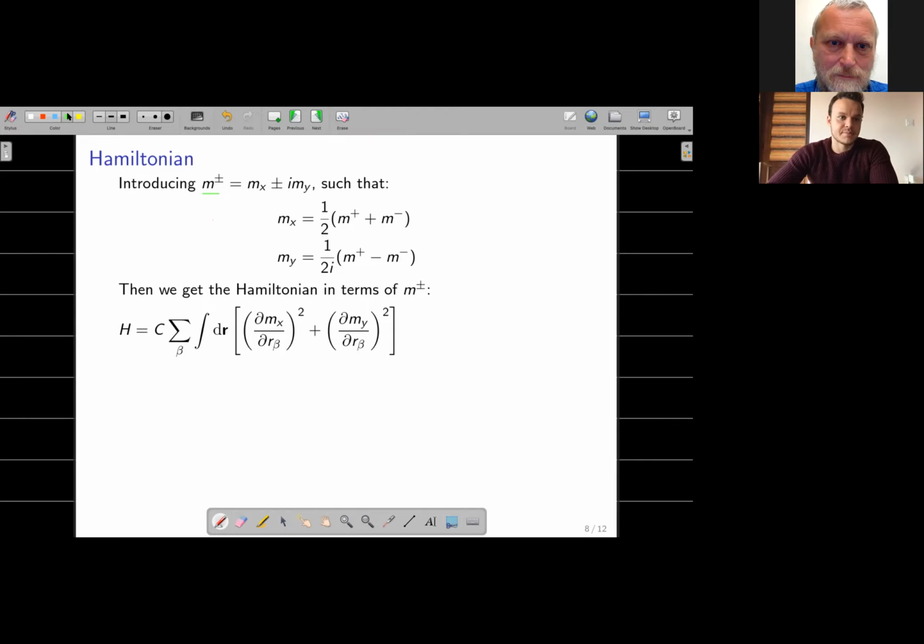Our next step is to express mx and my as a function of the new coordinates, so replace those in the Hamiltonian we have just derived. There is a question about whether m plus and m minus here are operators or just two new variables. In this case, we still consider them to be two new variables or fields.